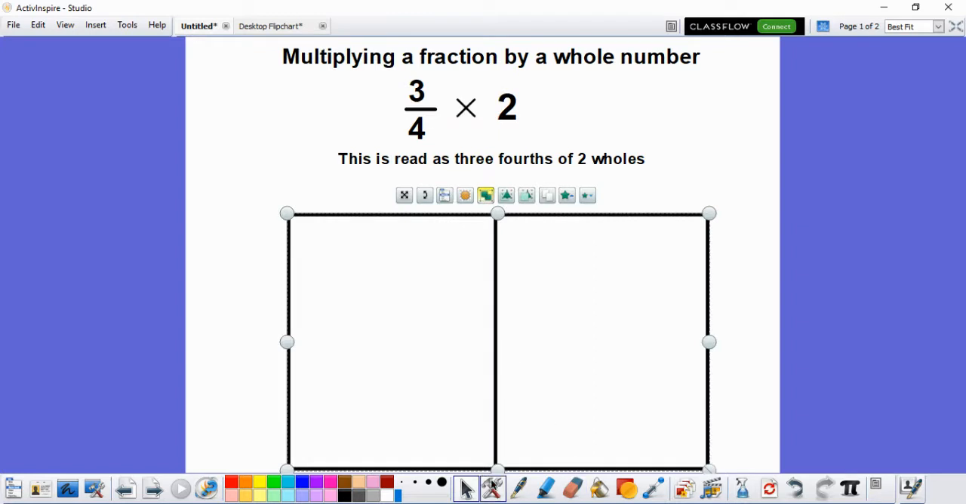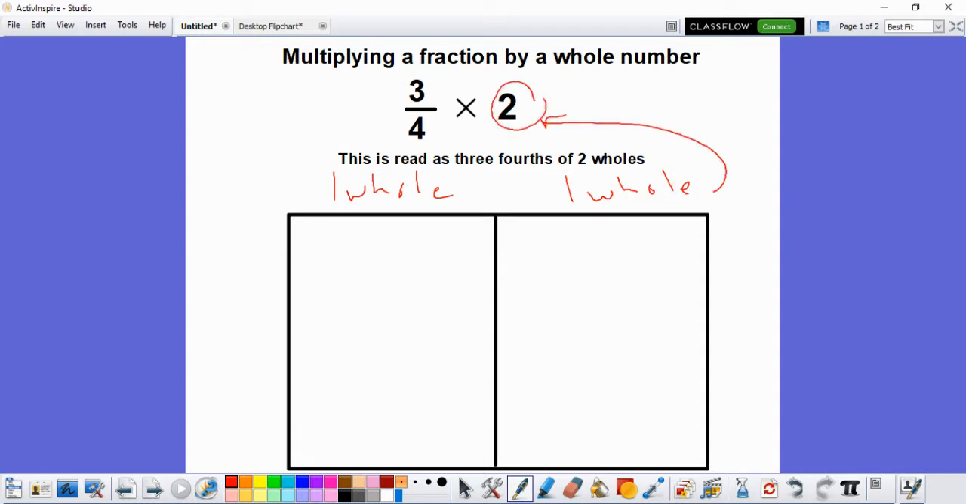So just so you can understand, we have 1 whole here and another whole here, which means that we have our 2 wholes represented. Now we want to find 3/4 of the 2 wholes. So if we're looking at 3/4, we need to break both of our wholes into fourths.